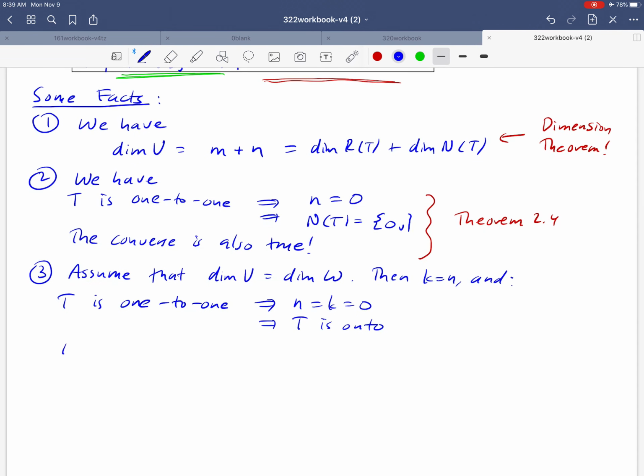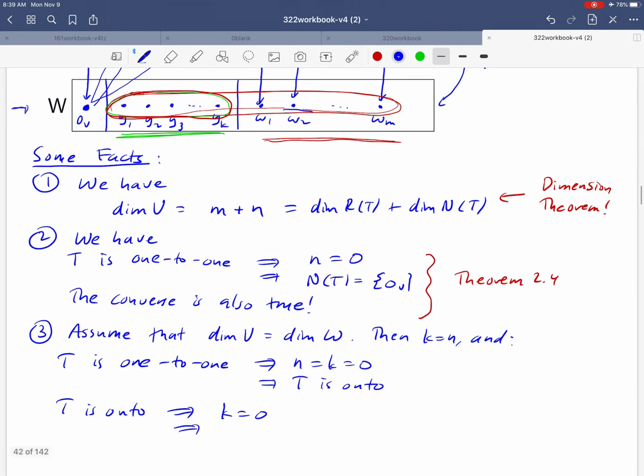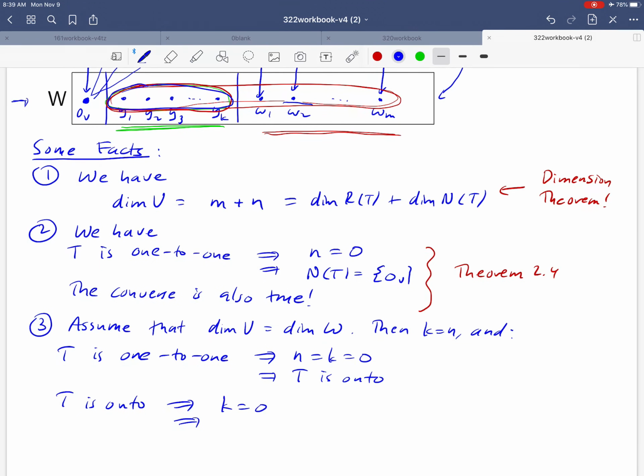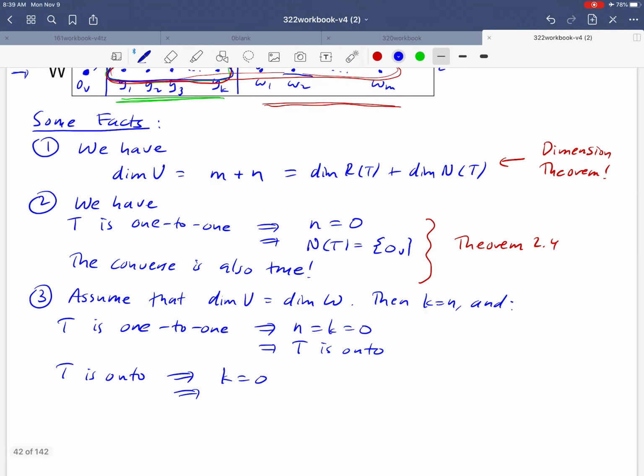What's interesting is it goes the other way too. If T is onto, then as we mentioned above, k is equal to 0. This list of vectors from here to here have to just disappear. And since we made the observation that k equals n, that means that n also equals 0. And from what we set up here in number 2, if n is 0, that means that T is 1-to-1.